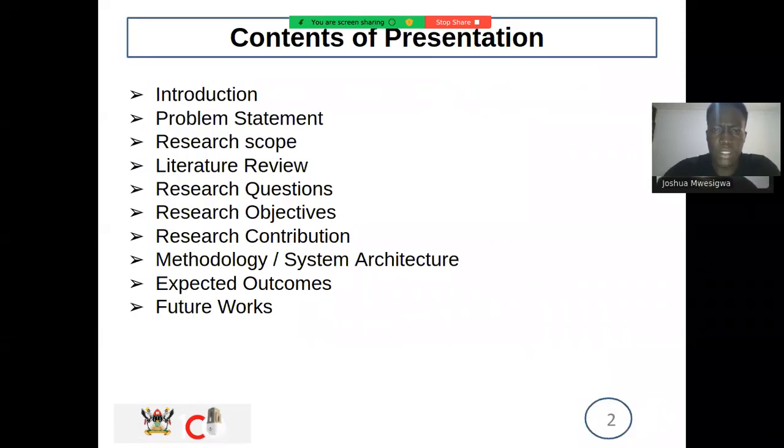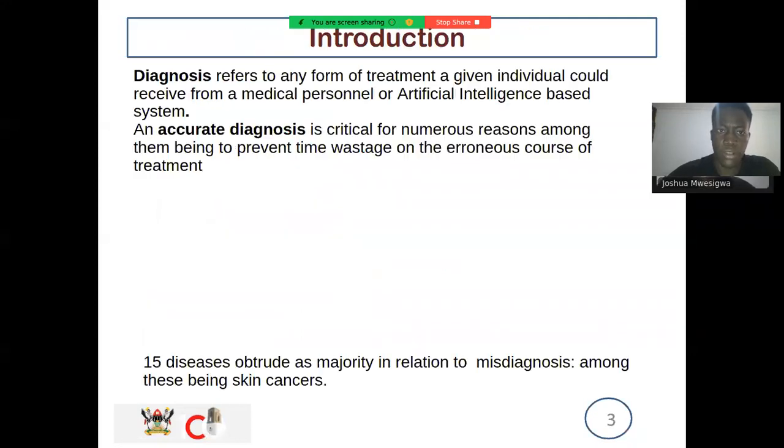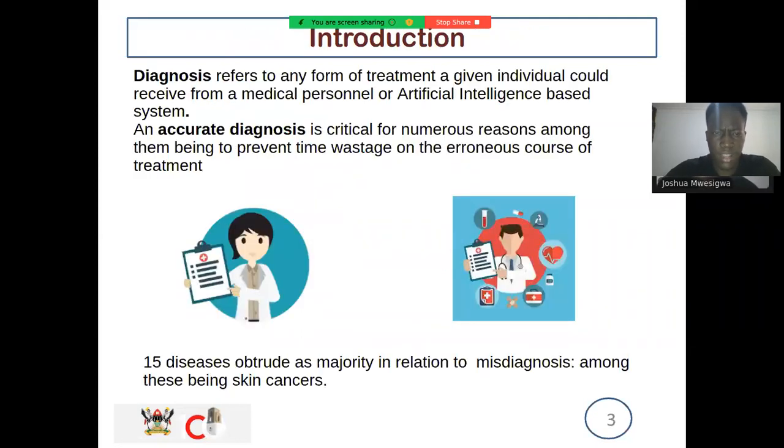I will start by walking through the contents of the presentation. I'll start with the introduction and then the problem statement, and then work my way towards the methodology and then the future works. As part of our proposal, most of our work revolves around the concept of diagnosis.